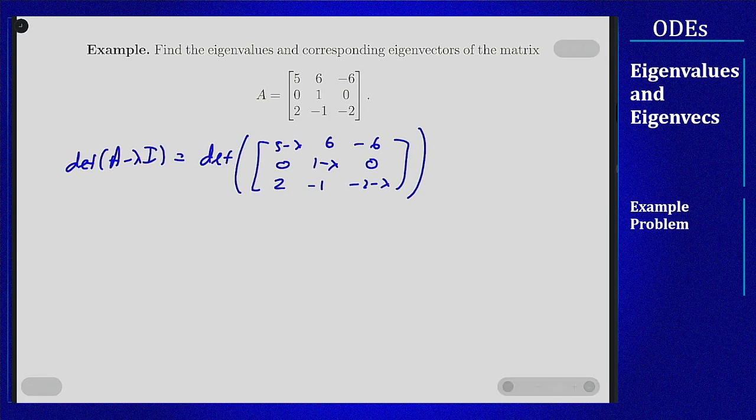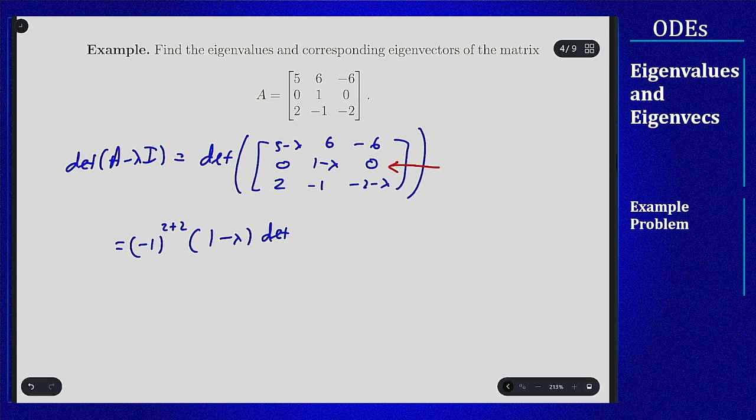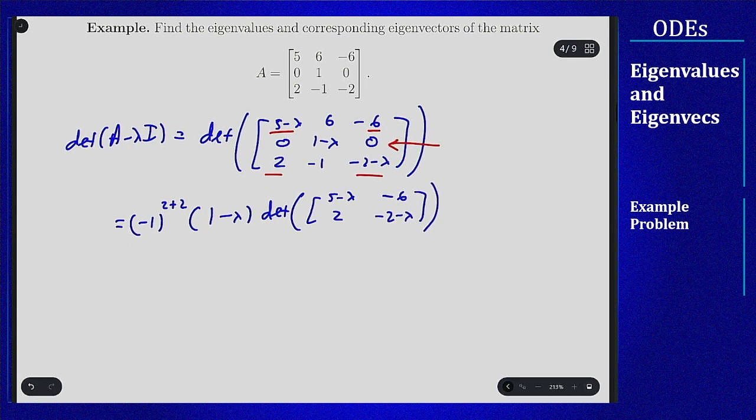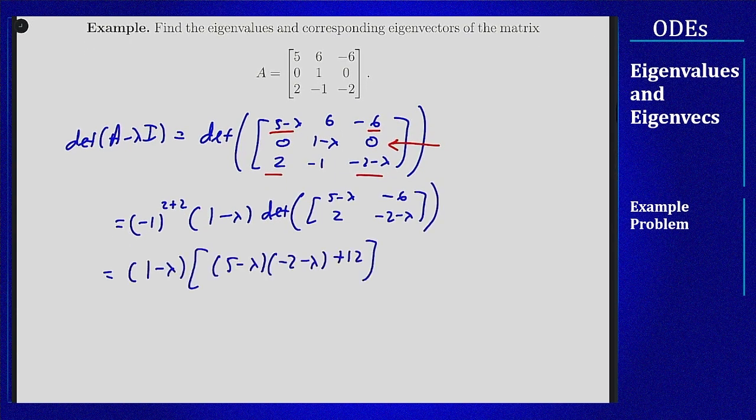To find this determinant, we're going to expand along row 2 because there's only one non-zero entry in row 2. This becomes (-1)^(2+2), that's the row 2 column 2 entry, times (1 minus lambda), and then times the determinant of the minor of these four corner elements. We can find that 2 by 2 determinant, expand and simplify.